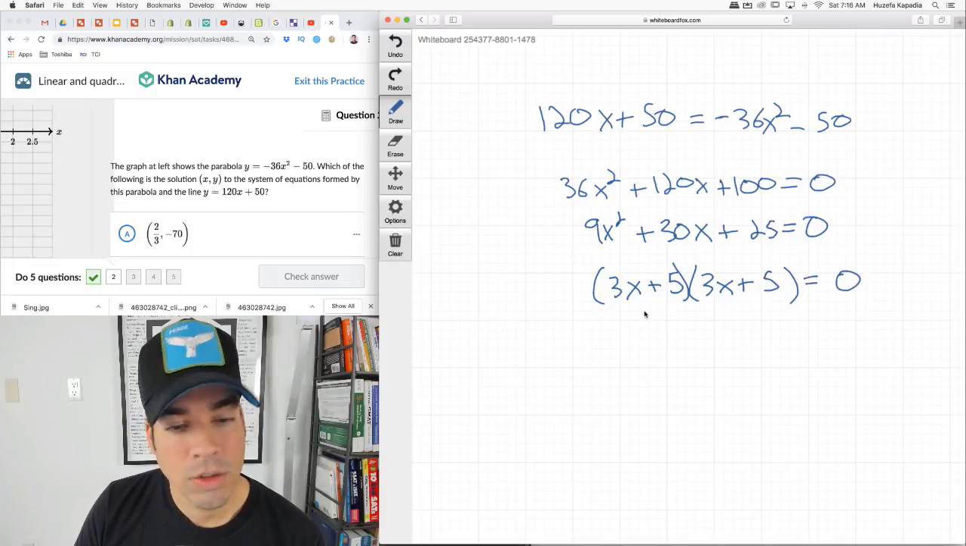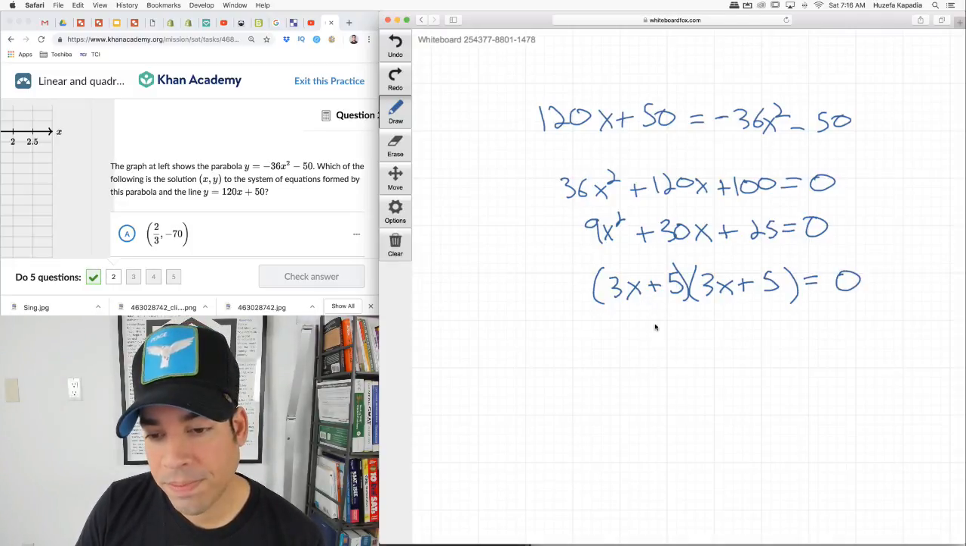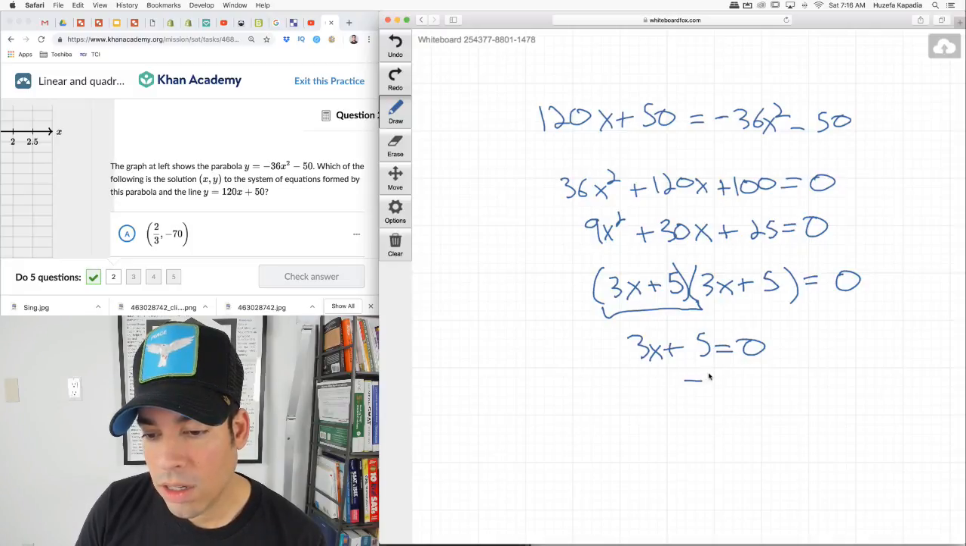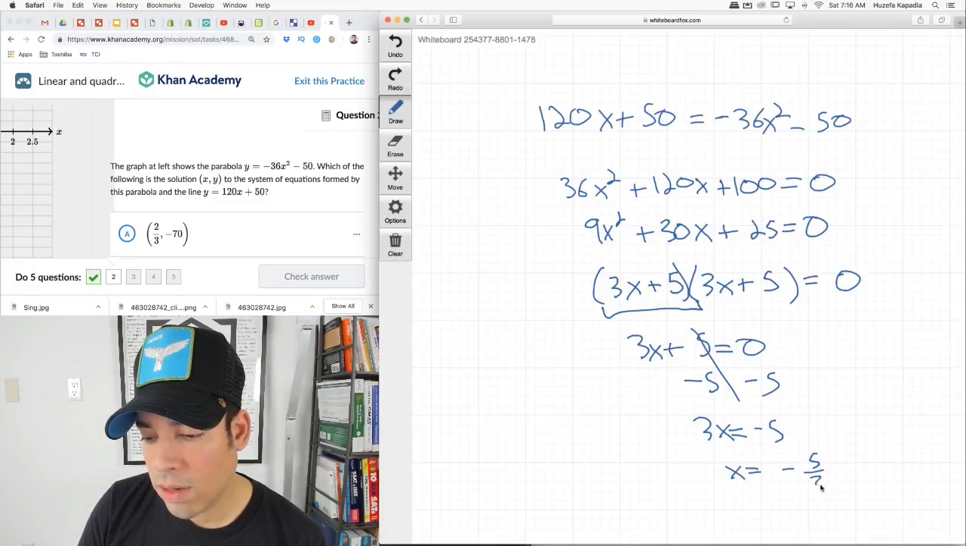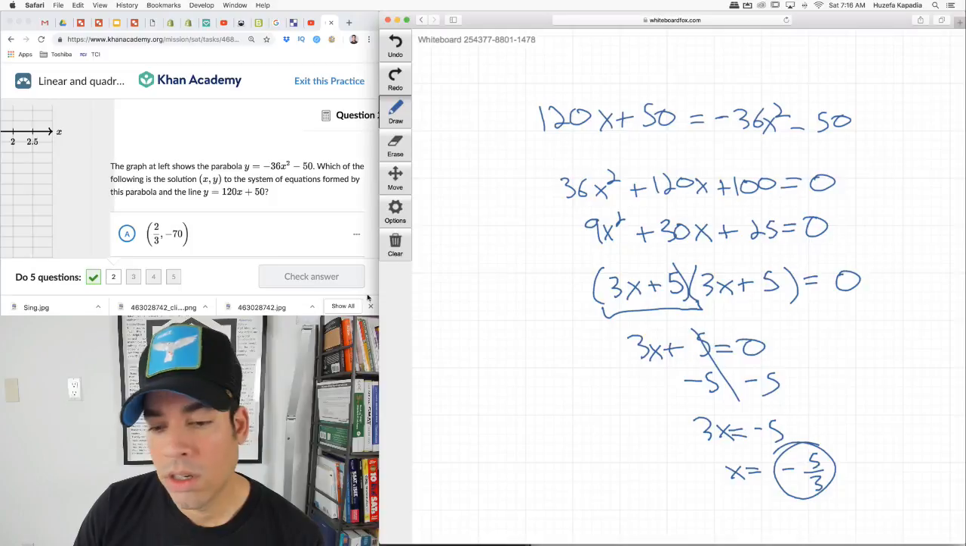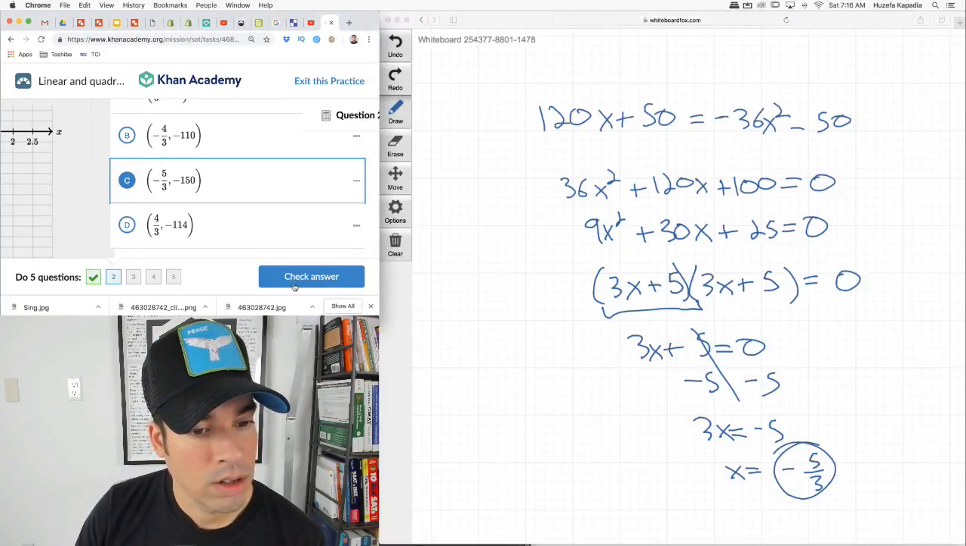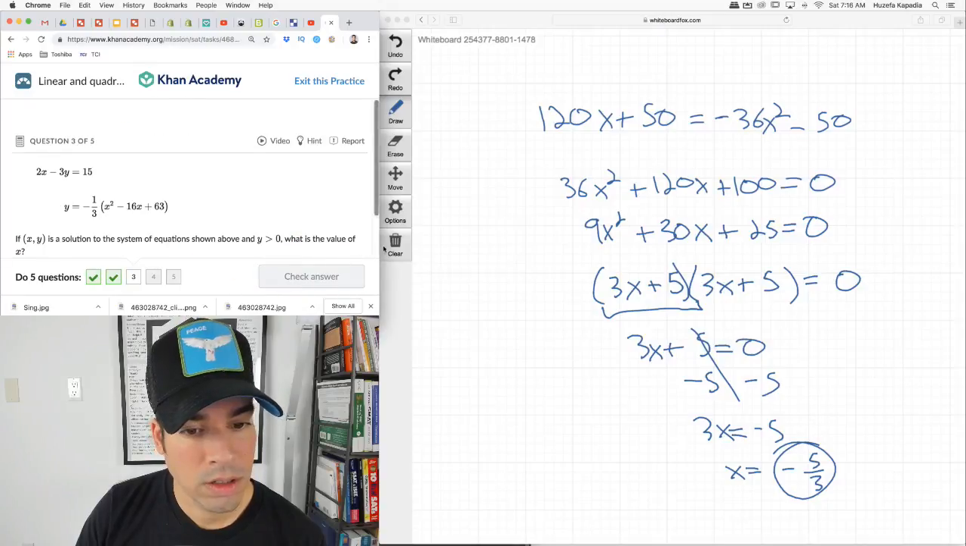There we go. So my solution is simply where 3x plus 5 equals 0, right? Because it's whatever value makes this go to 0 for x. Now let's subtract 5, 3x equals -5, x equals -5/3. So -5/3 something. It's this guy. Boom. Next.